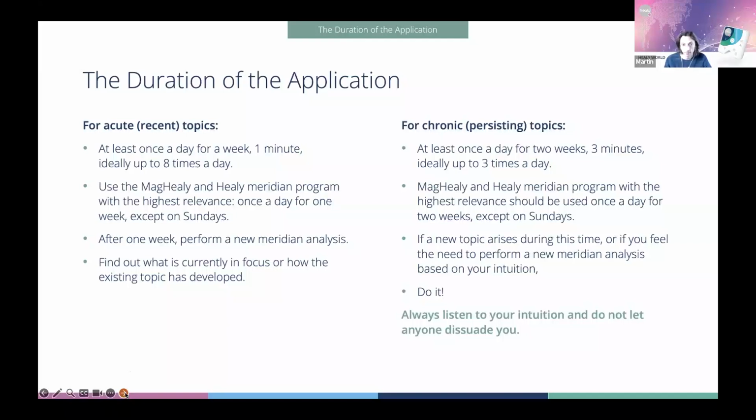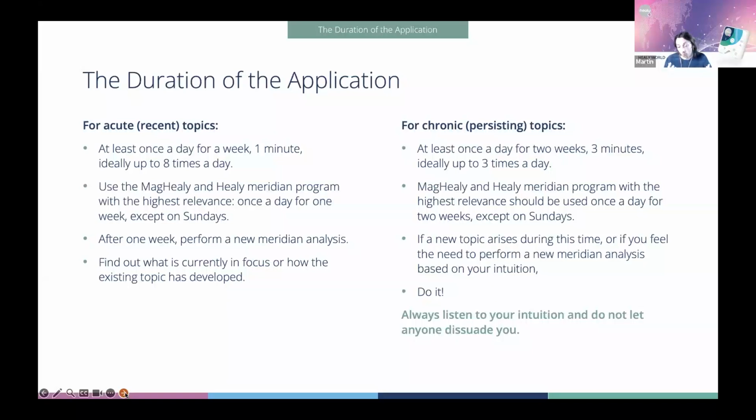And if a new topic arises during this time, or if you feel you need to work on your meridians based on your intuition, of course, do it. So it's not like I need to wait exactly 1 week or 2 weeks. No, if something new comes up, use the Meridian module to find what you can actually do about it.